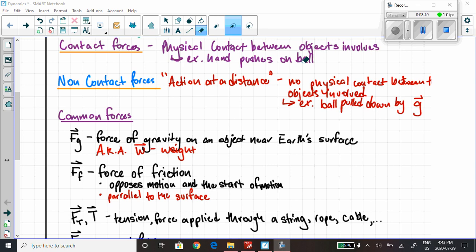Contact forces. Then there's also a group of forces called non-contact forces, also known as action at a distance. There's no physical contact between the objects involved, nothing. Example, a ball being pulled down at the acceleration due to gravity, negative 9.8 meters per second squared. There's no contact between the ball and the earth, as the earth's gravity has an effect on the mass of the ball and it's being pulled downward. There's no contact between the sun and the earth, as the sun's gravity keeps the earth in an orbit around it. So it's acting at a distance. There's no physical contact.